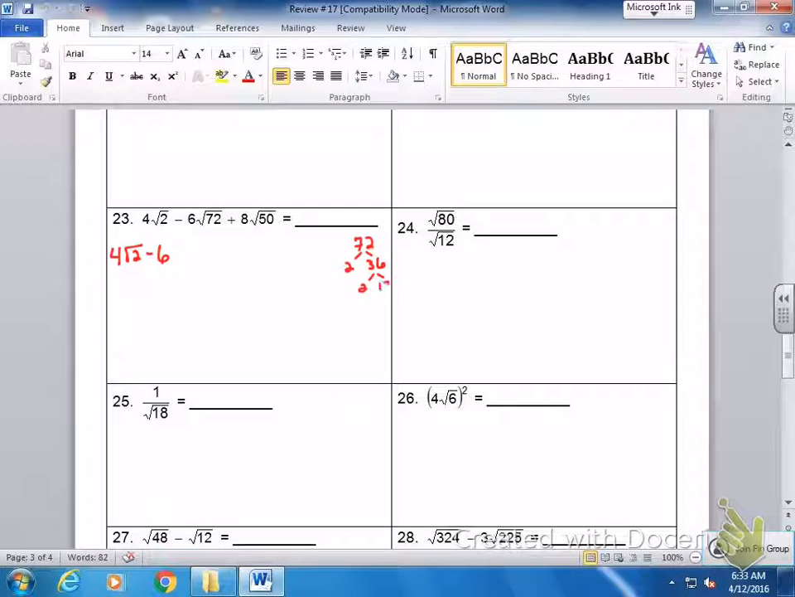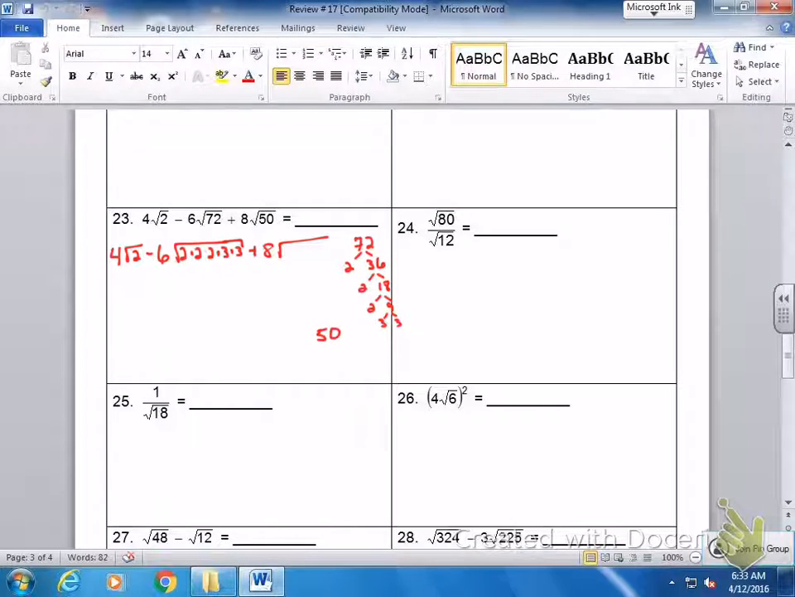I take out a 2, I get an 18. I take out a 2, I get a 9. I take out a 3, and I get a 3. So I've rewritten the square root of 72 as the square root of 2 times 2 times 2 times 3 times 3, plus 8 times the square root of, now I need to break apart 50.